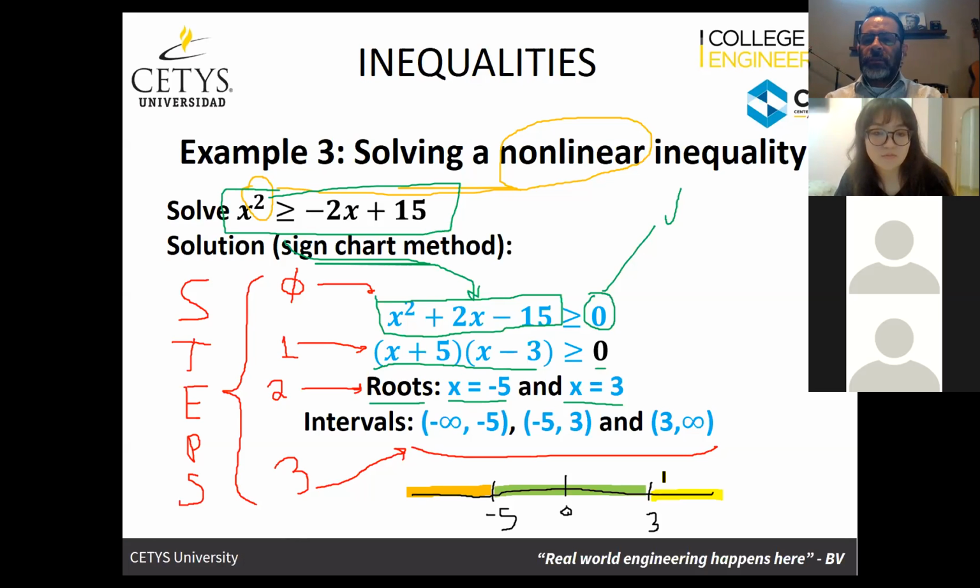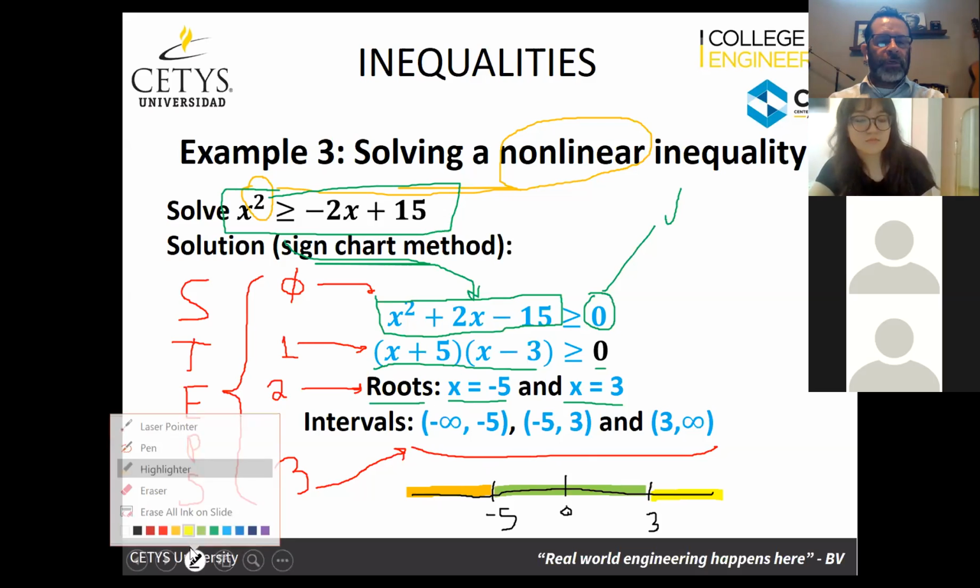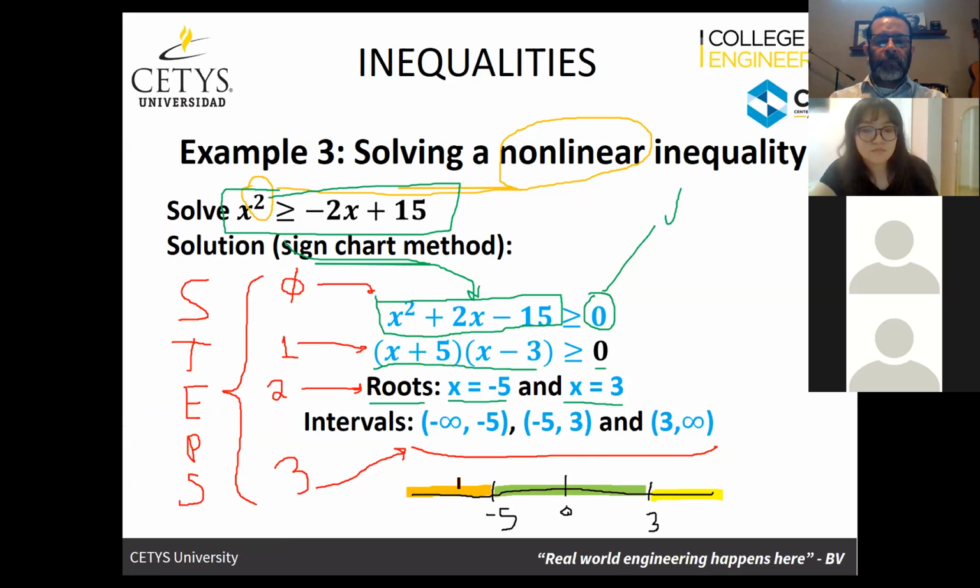an interval. Okay? So from -infinite to -5, that's the first one. So it's this one. I'm going to put them in color. The -5 to 3 is this one. And the 3 to infinite is the yellow one.